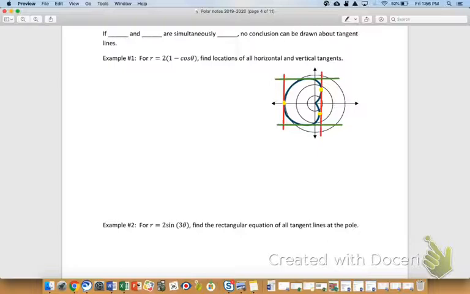Hey guys, listen up please. If we're going to find horizontal tangent lines, what would we need first? We need dy/dθ, and we need to figure out a little bit about dx/dθ as well. What do I need to do before that even? Find y in terms of theta. Yeah, I've got to get my y and x in terms of theta instead of just r in terms of theta. You could distribute the 2, which might be helpful. So it'd be 2 minus 2 cosine theta.